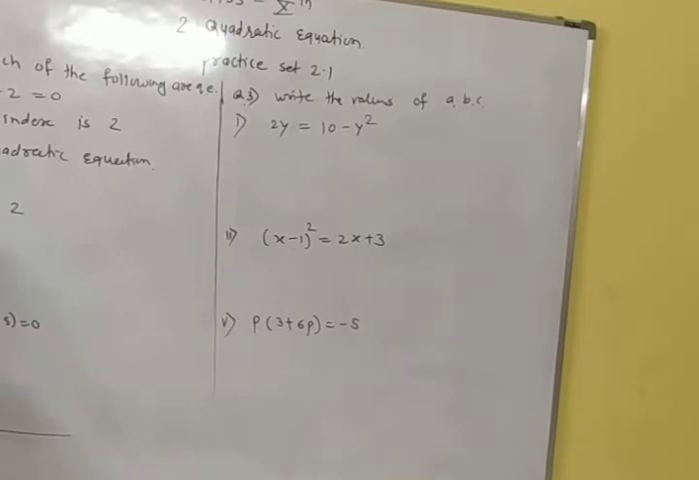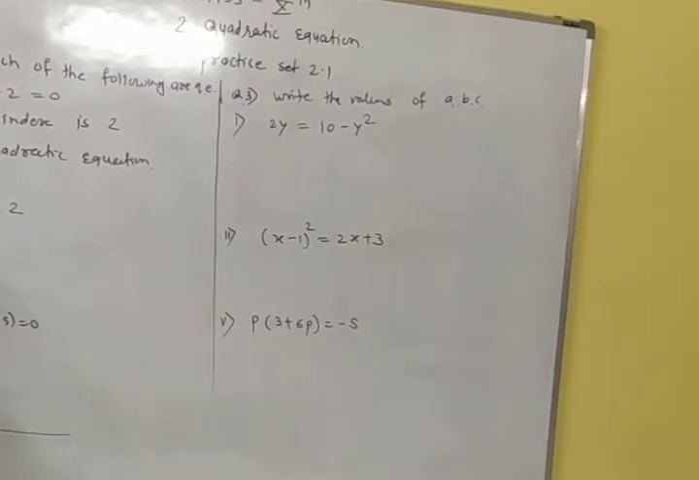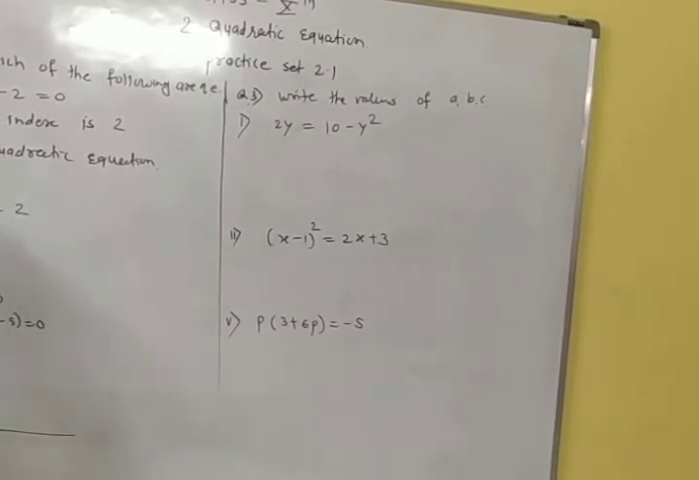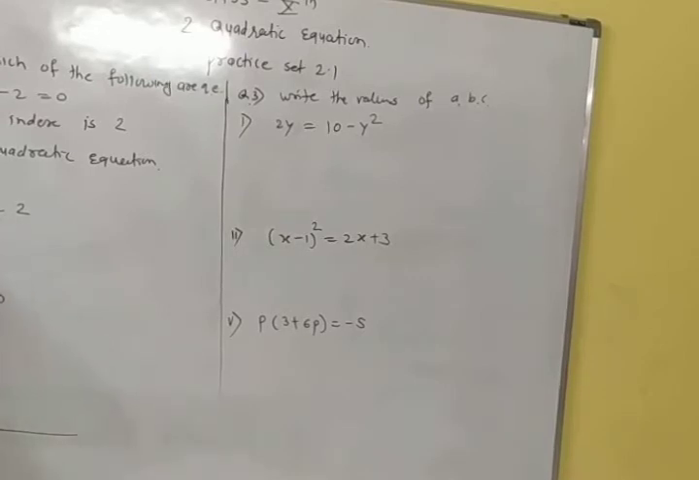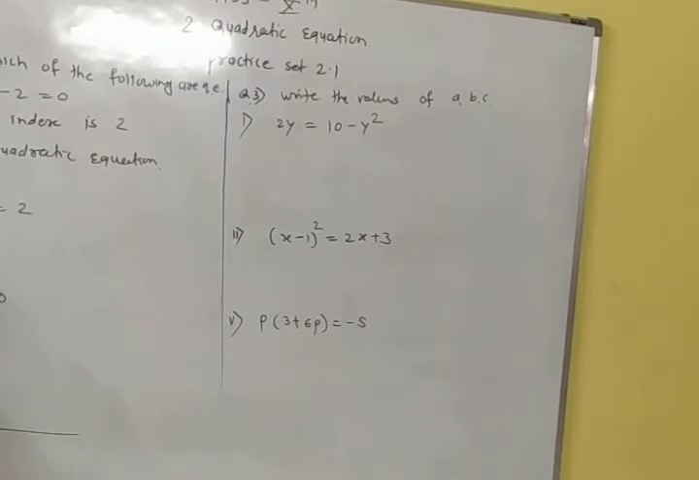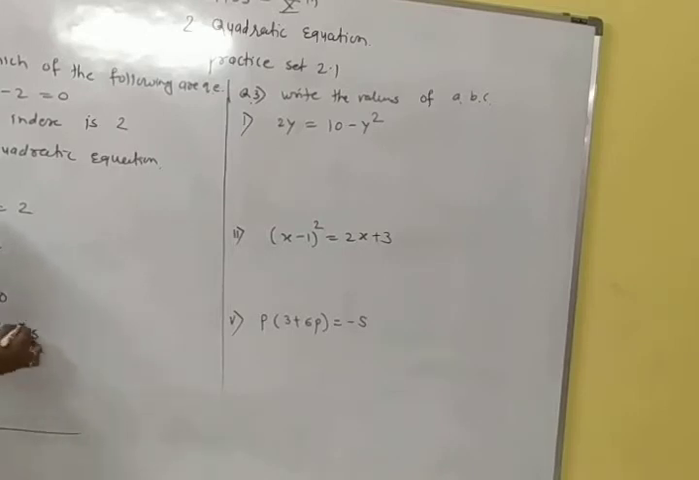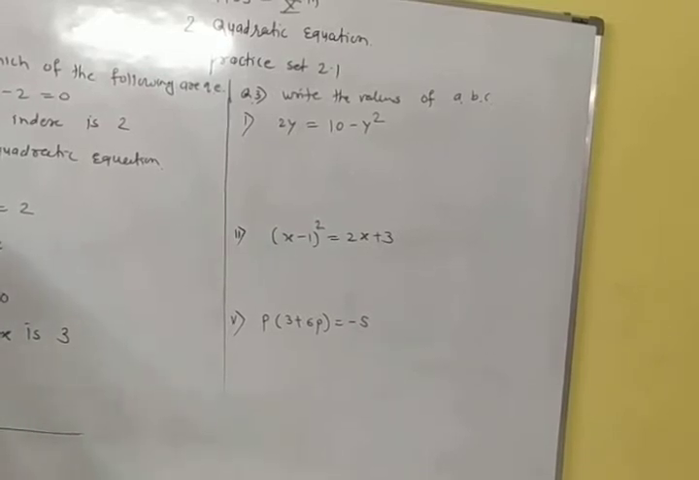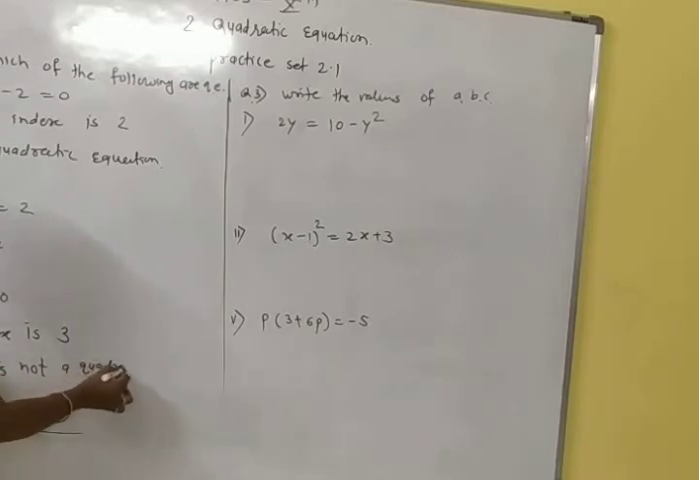Again solve this. y cube plus 1 equal to 2y. Therefore, y cube minus 2y plus 1 equal to 0. So, in this equation, the highest index is 3. The highest index is not 2, the highest index is 3. Therefore, this equation is not a quadratic equation.